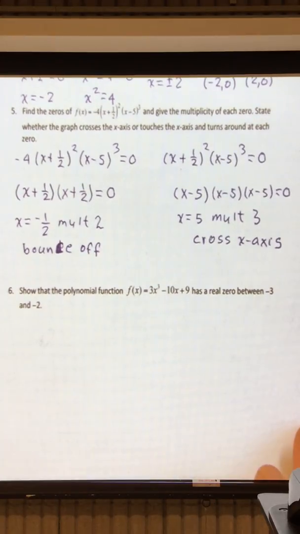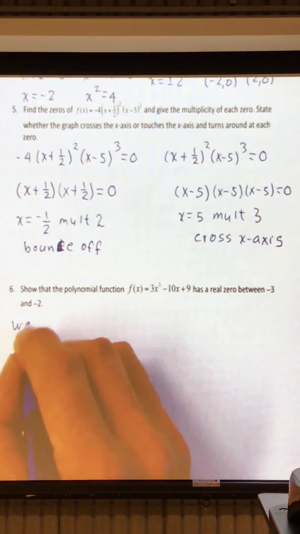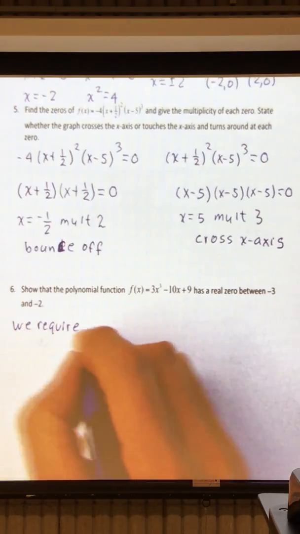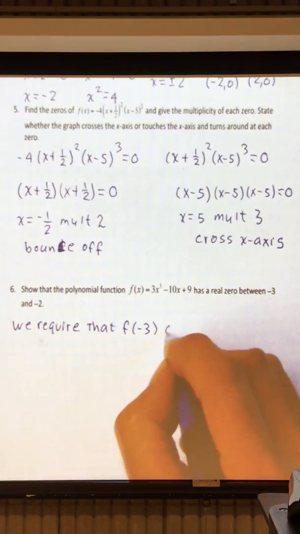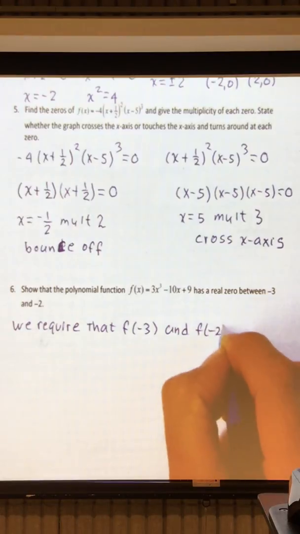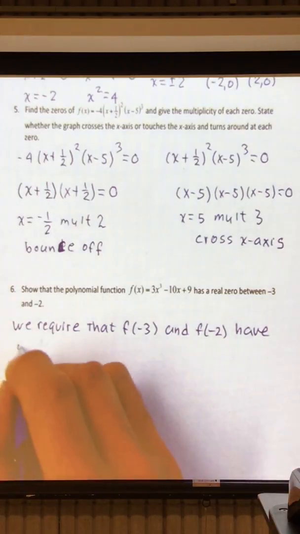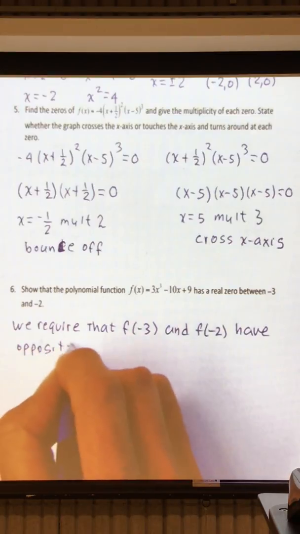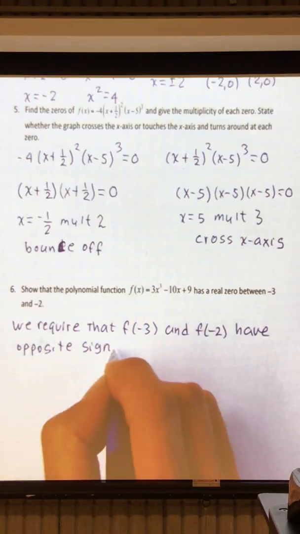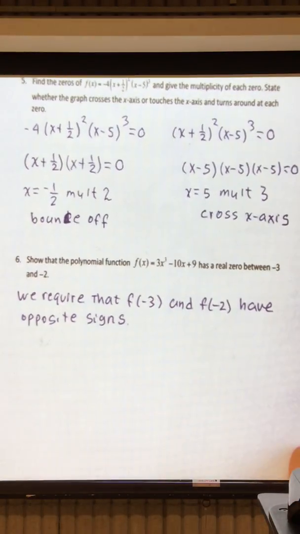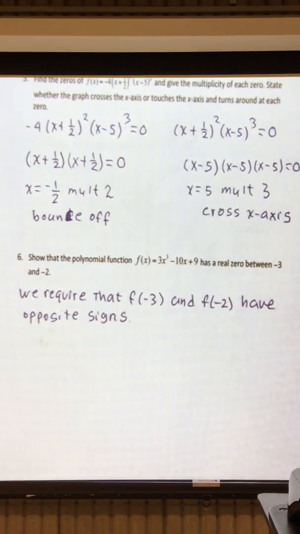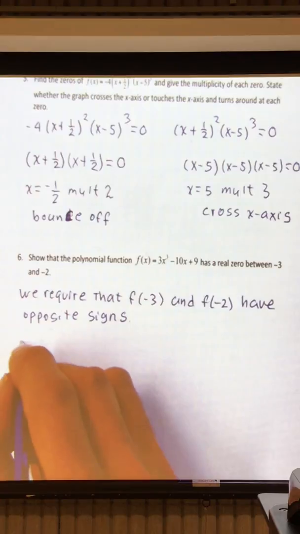Problem 6. Show that the given polynomial has a real 0 between -3 and -2. To do that, we require that the y value at -3 and the y value at -2 have opposite signs. This would then put one y coordinate above the axis and one below the axis and guarantee that the function, which is polynomial and therefore continuous, must cross the axis between those 2 points.